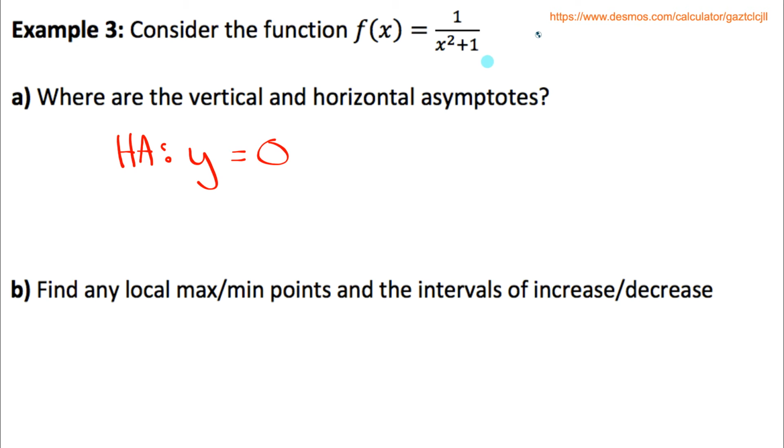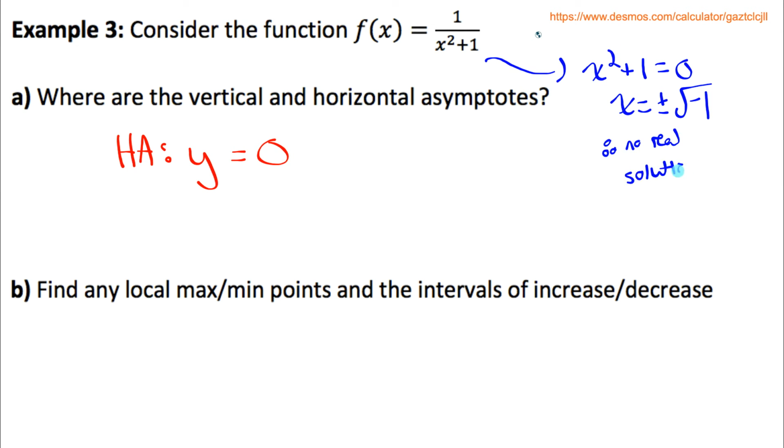But look, can x squared plus 1 be 0? If we tried to solve this, we'd have x equals plus or minus the square root of negative 1, which means there's no real solutions to that equation I made. Therefore, there's no way x squared plus 1 can be 0, which means there are no vertical asymptotes.